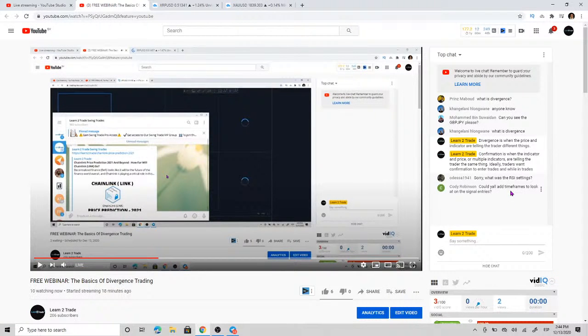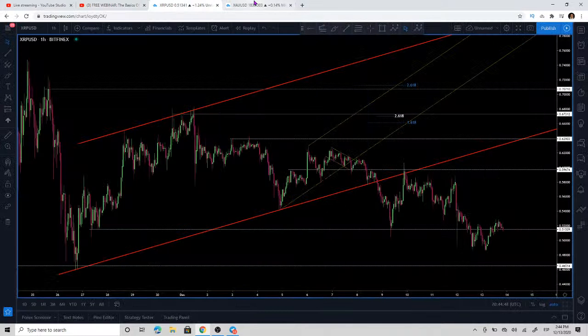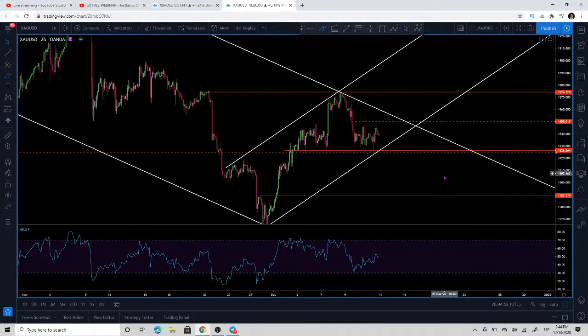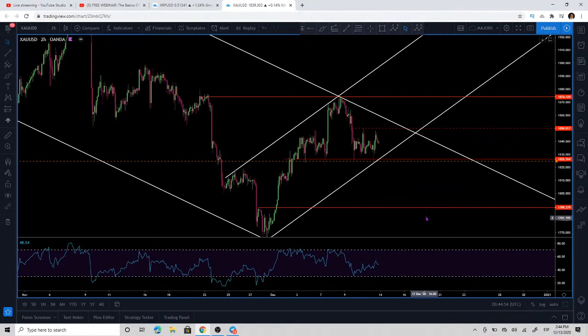Could you add time frames to look at on the signal entries? Time frames on the, yeah, sure. That's not a problem, I don't see the reason to, but yeah, we can try that.